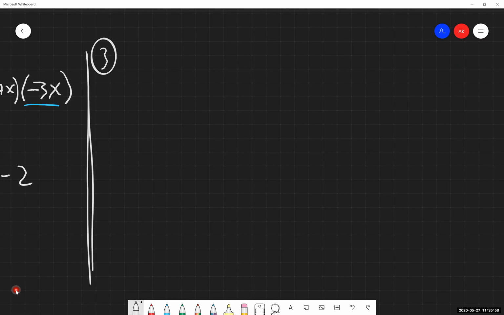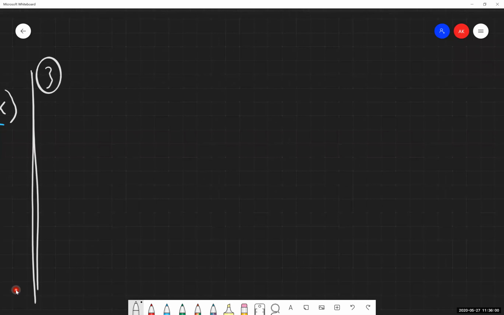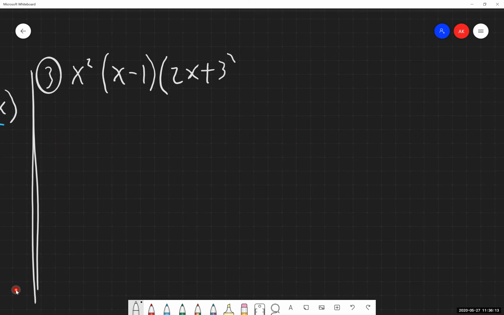So our third example, we're starting with x squared times x minus 1 times 2x plus 3. So we're doing things a little bit differently with this one. Up until now, we have only been working with one polynomial times another polynomial. So just two things multiplying together. Now we have three things that are multiplying together.